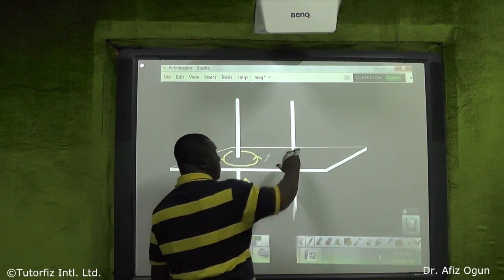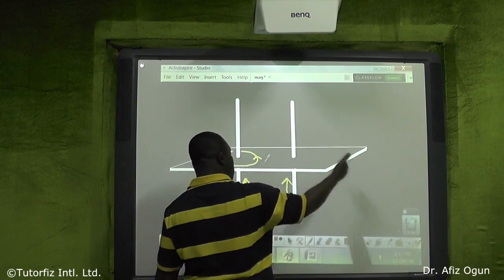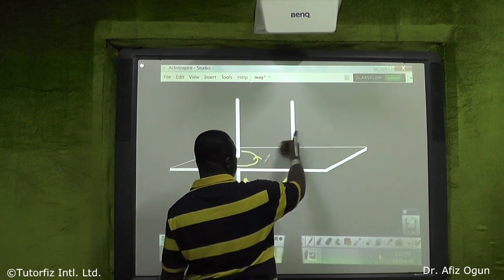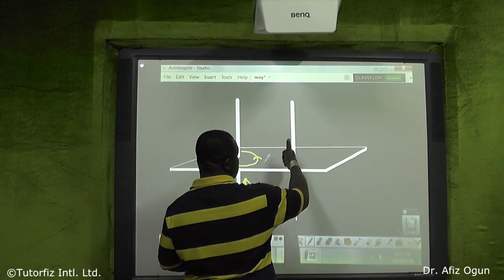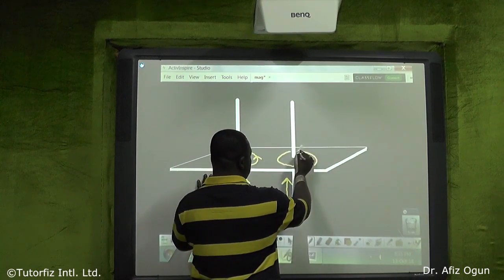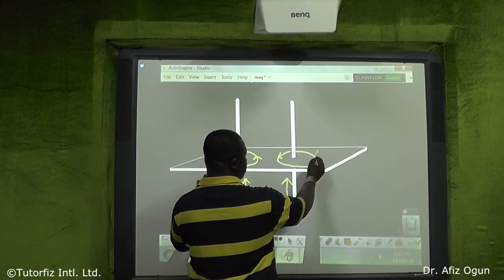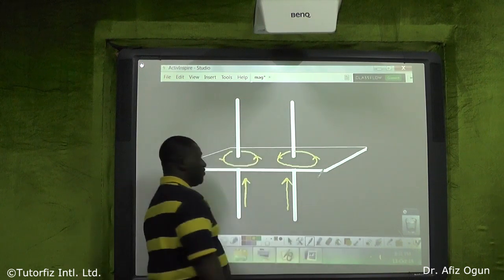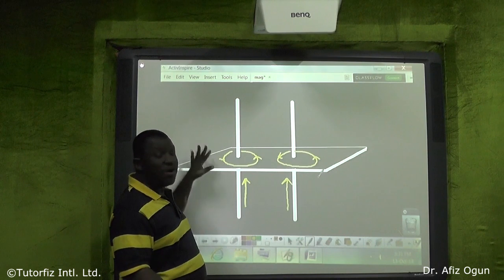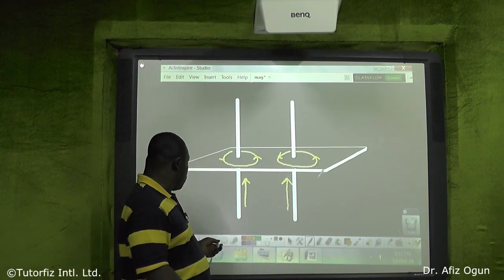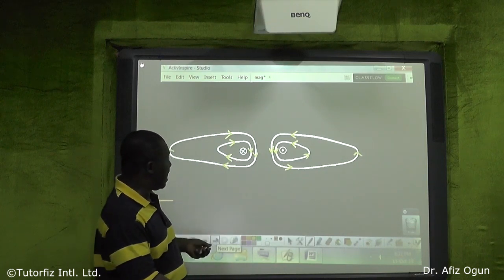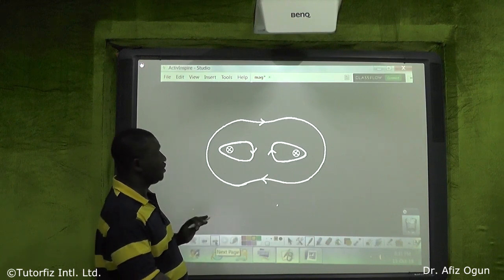And here, current is also going up. So what do we see? Anti-clockwise also. So what do we really see in real life? When you have current moving in the same direction, we see a shape like this.